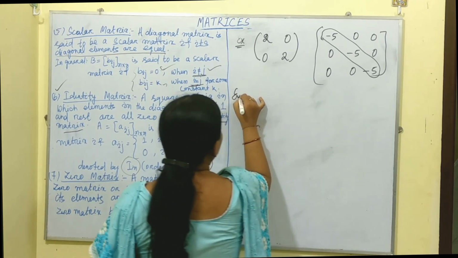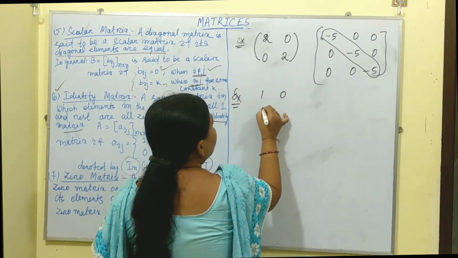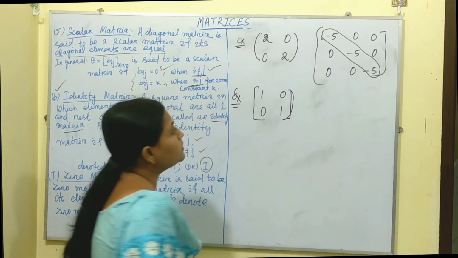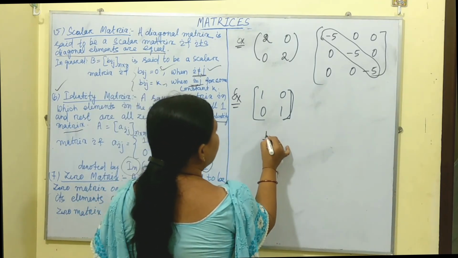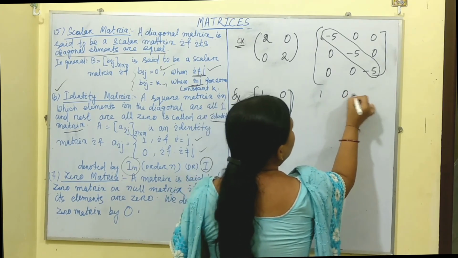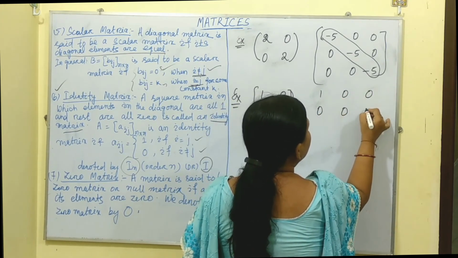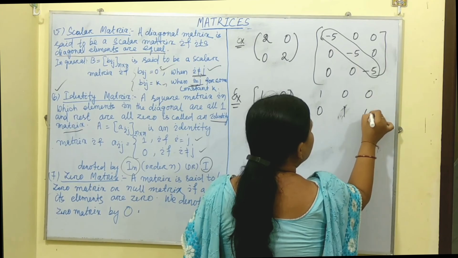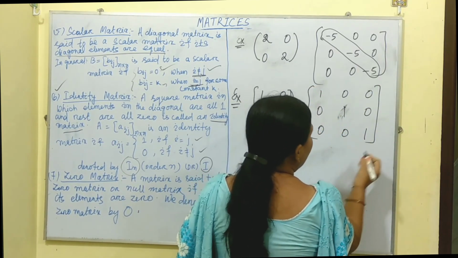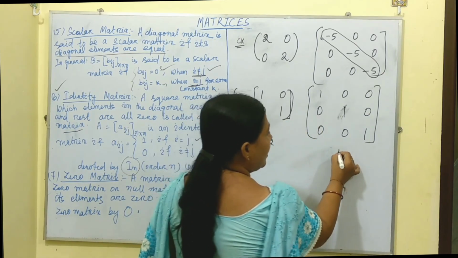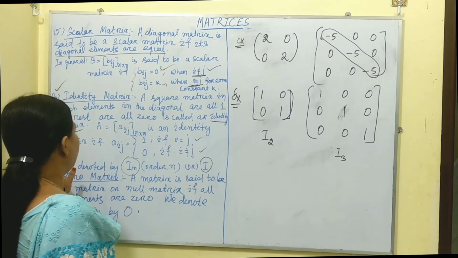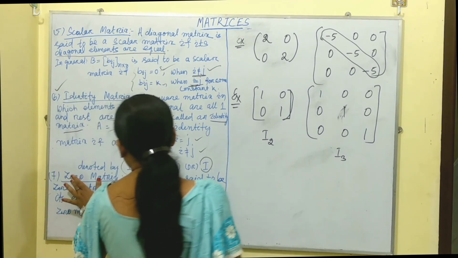So taking examples, 1 0 0 1. This is an identity matrix of order 2, and we can say this is I2 matrix. Okay, 1 0 0 0 1 0 0 0 1. This is identity matrix of order 3 and it is called I3. So got it?